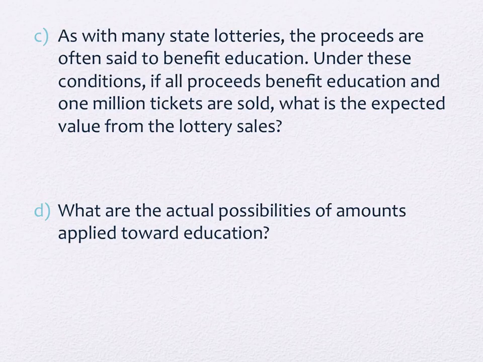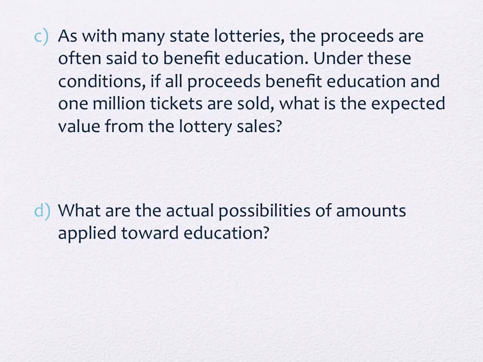So this is how lotteries come into play a lot of times: they're said to benefit something that people want to have benefited, right? Like education. Everybody's like, yeah, let's benefit education. And so eventually you do this enough times, a lottery will pass and you get a lottery in your state. This is the way it works. If all the proceeds benefit education and 1 million tickets are sold, what is the expected value from the lottery?